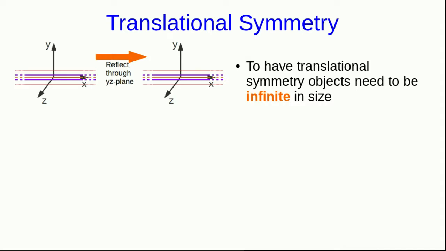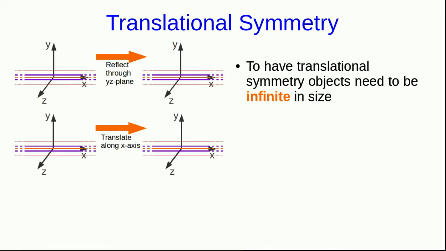Well, that's true for real objects, but there is one way to have translational symmetry, and it's that the object has to be infinite in size. So let's think of this set of lines that go on forever. Well, note they're symmetric in a reflection through the YZ plane, but they're also symmetric if you translate them along the x-axis. How would you know that these lines have translated along the x-axis? Every part of each line looks exactly like every other part, and they have no ends, so you can't see that the ends have moved.